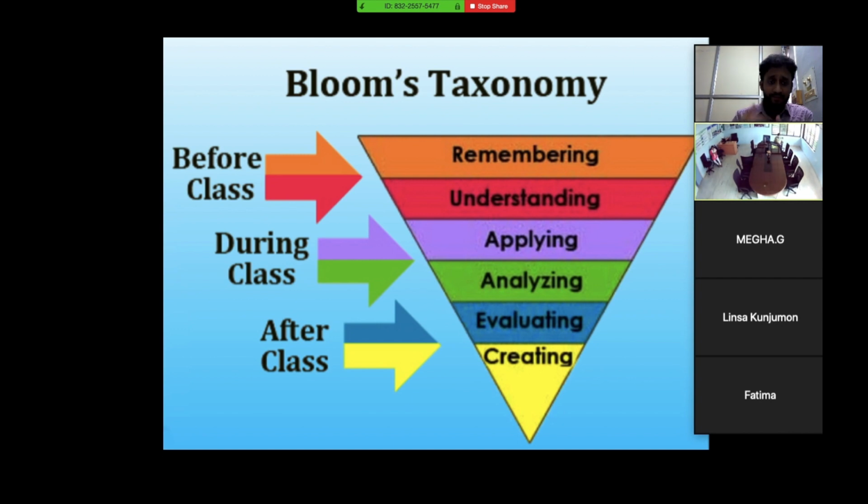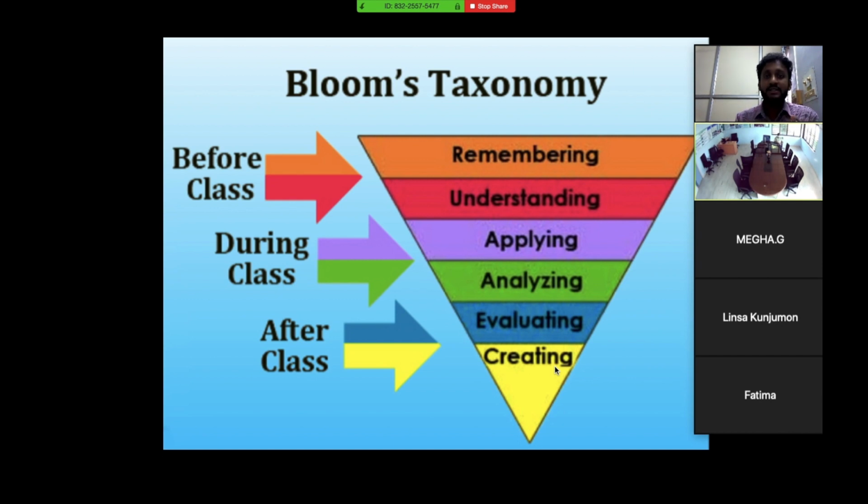In other words, here we flip the triangle. We have seen two triangles. We have seen the three elements of oratory. We saw the three levels of learning. But here we flip the triangle. Before the class, the students remember and understand. During the class, they apply and they analyze. And after the class, they evaluate and they create. This yellow triangle creation is the epitome of learning.